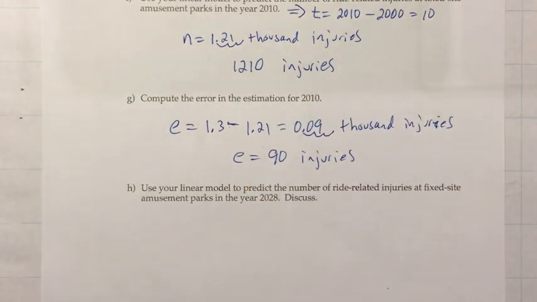So the error, or the difference between our prediction from the model and the truth for what happened in that year, was 90 injuries. Seems like pretty close, decent estimate. And then let's see what they have for us in Part H.